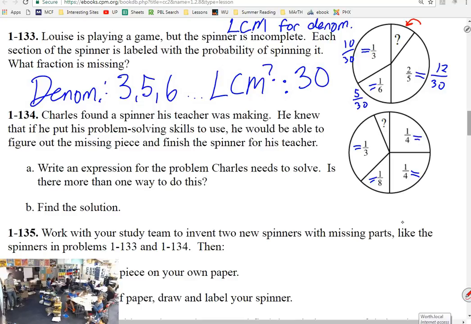And the missing probability there then? About? 3/30, which can then reduce to 1/10. Keep working. I'll bring that together in about a minute for 1:34.